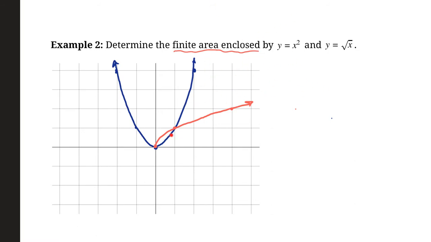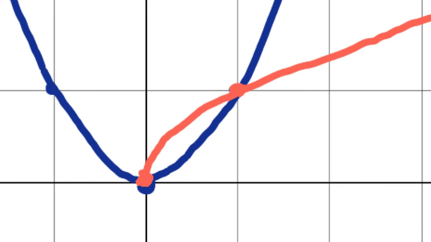So it wants the finite area. So basically it's asking, what's the area of this little sliver in here? Right? So we can zoom in down here. I'm going to color that in like that. We want to find that area, right? Now, how are we going to do that?